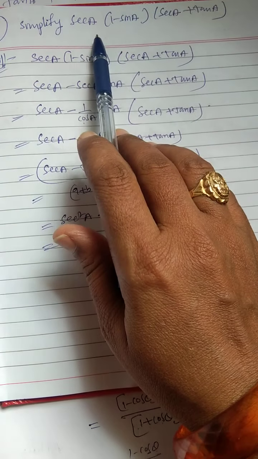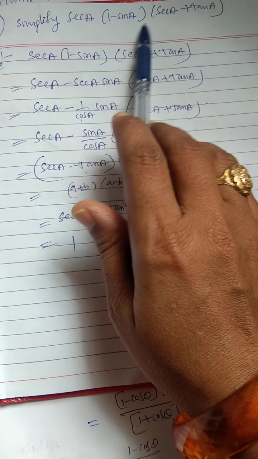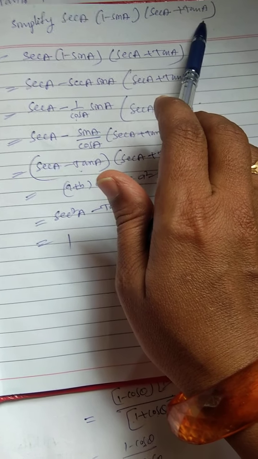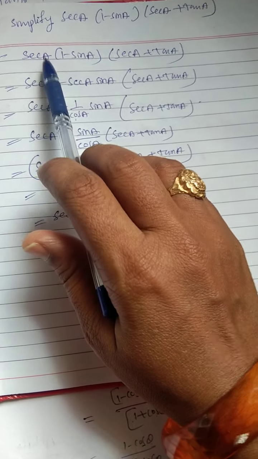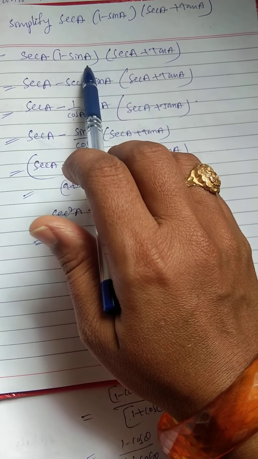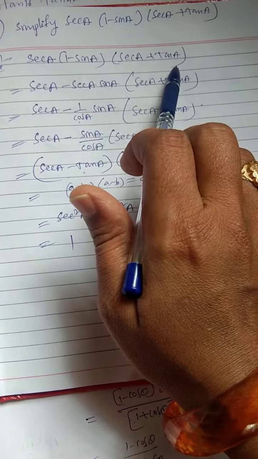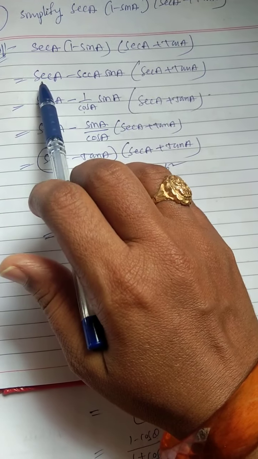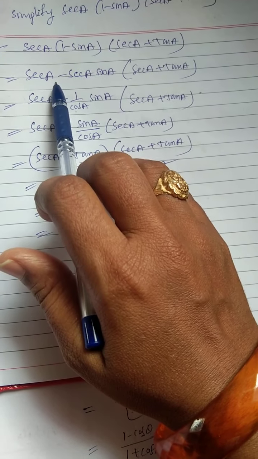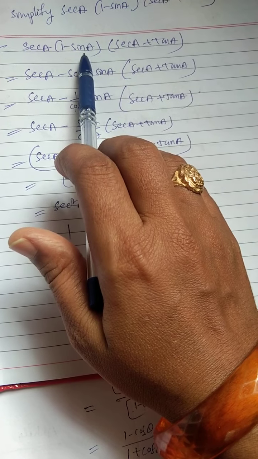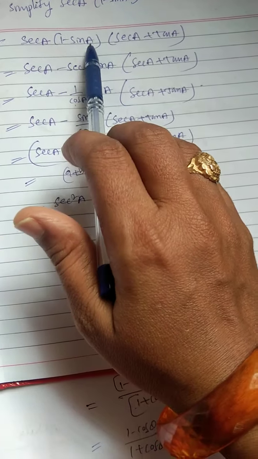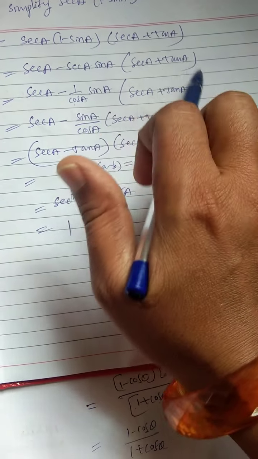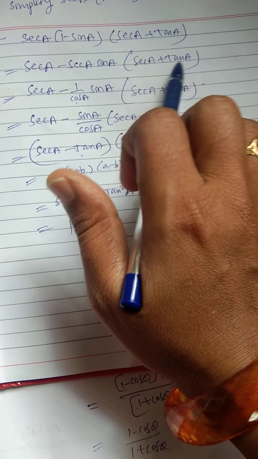Simplify sec A into 1 minus sin A into sec A plus tan A. This is the given question, we need to simplify. Sec A, 1 minus sin A, into sec A plus tan A. This is the given data. Next, sec A you have to multiply inside the bracket: 1 into sec A minus sec A into sin A. Write the other factor as it is, sec A plus tan A.